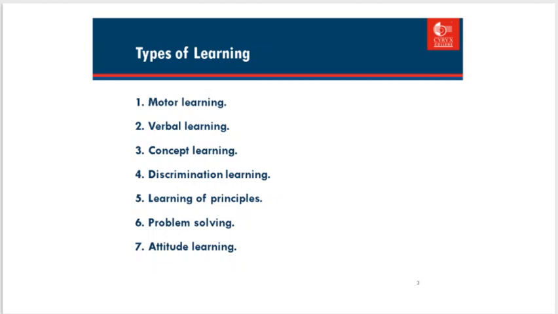Fourth, discrimination learning. Learning to differentiate between stimuli and showing an appropriate response to these stimuli is called discrimination learning. Example: sound horns of different vehicles like bus, car, ambulance, etc.